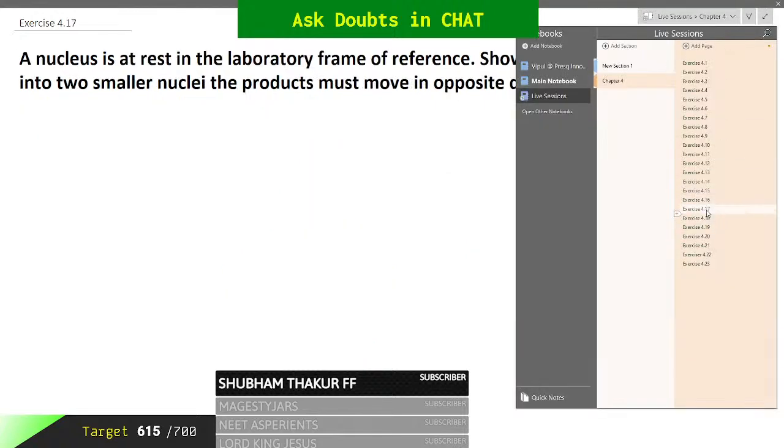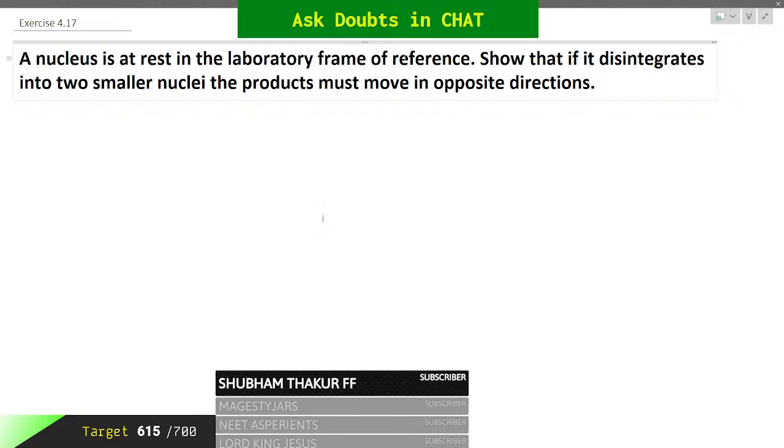In the next question, we have a nucleus at rest in the laboratory frame of reference. Show that if it disintegrates into two smaller nuclei, the products must move in opposite directions. So here we have been given the laboratory frame of reference, that is, it is isolated. So here we can apply the conservation of momentum. When a body is moving in one direction, the other nucleus must go in the opposite direction to conserve the momentum.